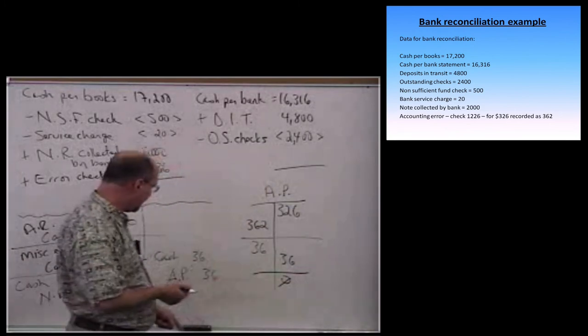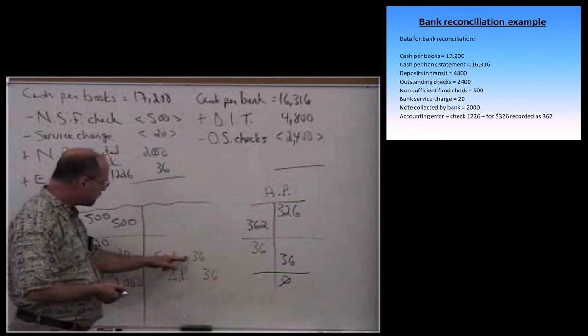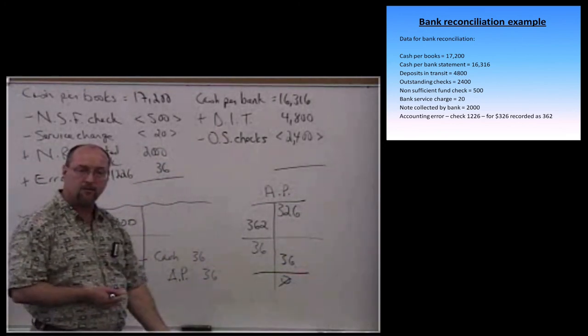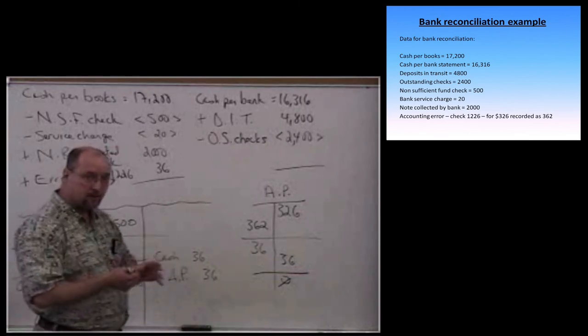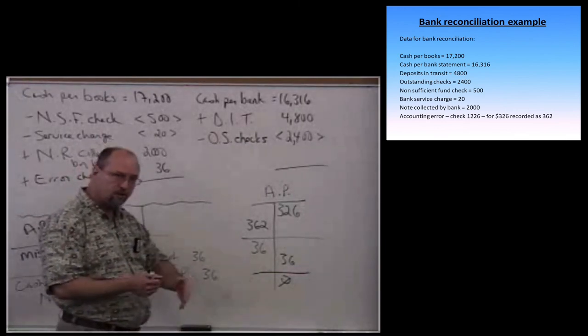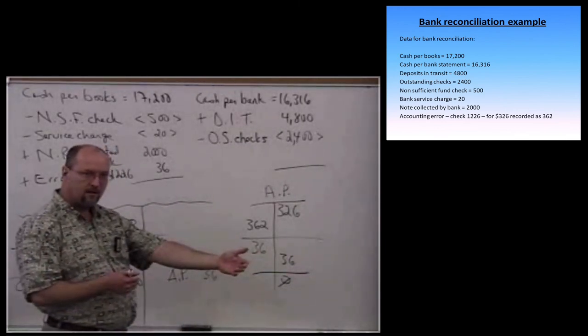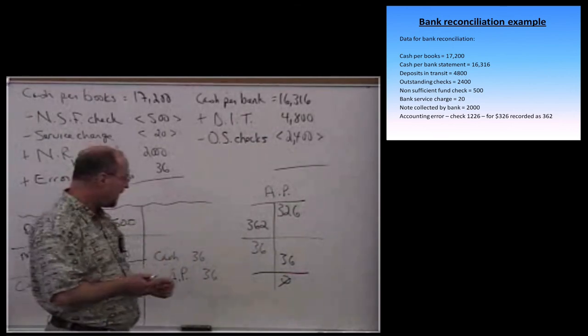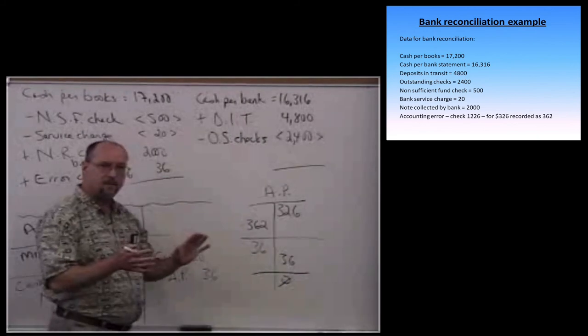That's what's happening here. The journal entry puts $36 back in cash because we subtracted too much. Instead of subtracting 326, we subtracted 362. So we have to add back 36, which we only paid 326. Okay, so I add back $36, and everything's back in balance.